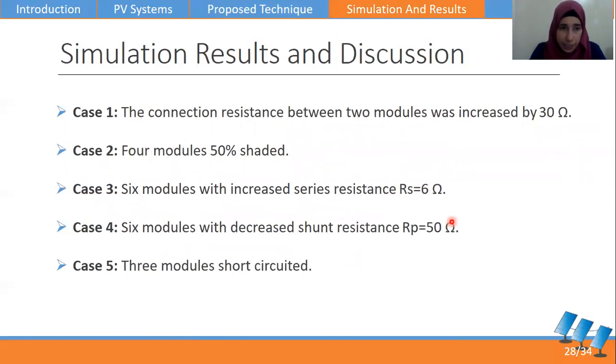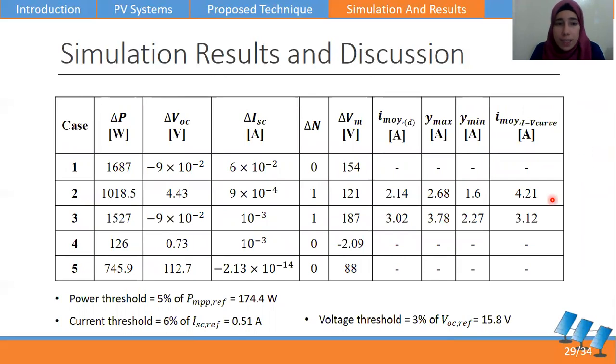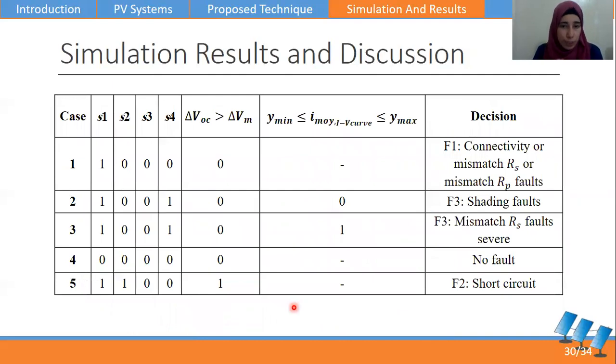Five cases are taken. In each case, we have implemented one type of fault, and we have generated these symptoms. These symptoms are compared with predefined thresholds corresponding to each case. If a symptom is greater than the threshold, then it is set to 1, otherwise 0. And this is the signature.